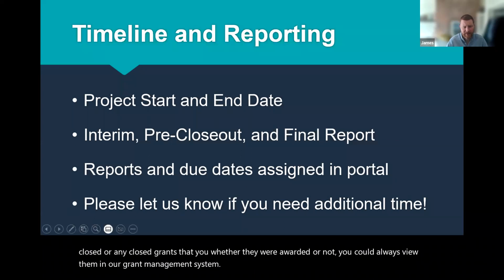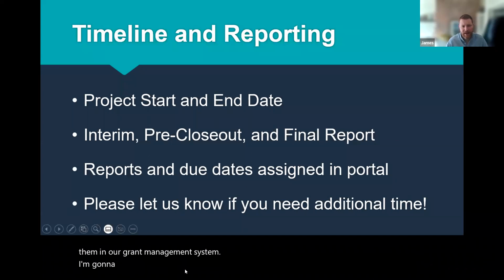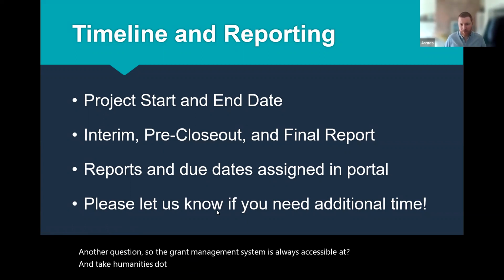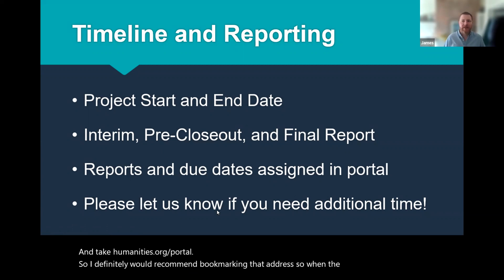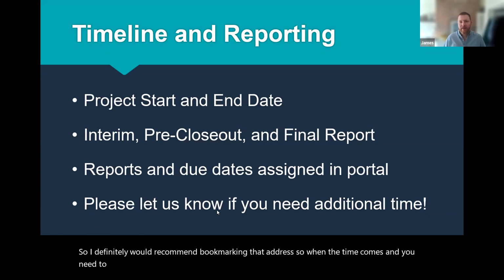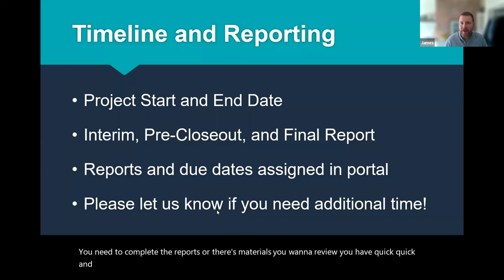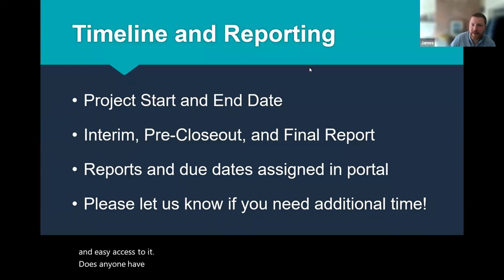I'm going to take a quick stop and see if there's one question. Thank you, Gigi. The grant management system is always accessible at njhumanities.org/portal. So I definitely would recommend bookmarking that address, so when the time comes and you need to complete the reports, or if there's materials you want to review, you have quick and easy access to it. Does anyone have any questions at this moment?